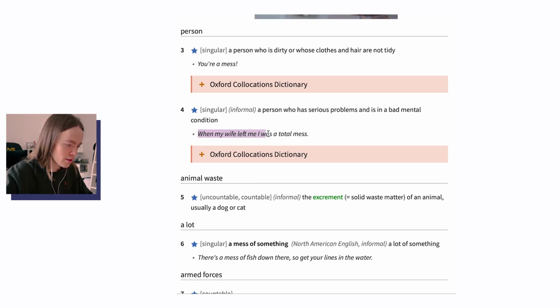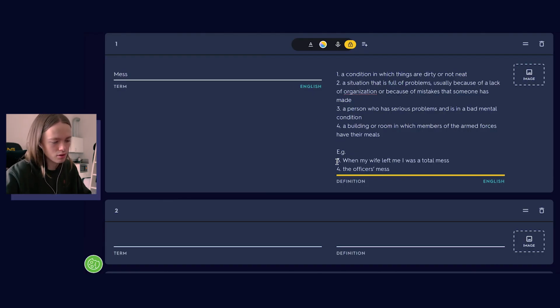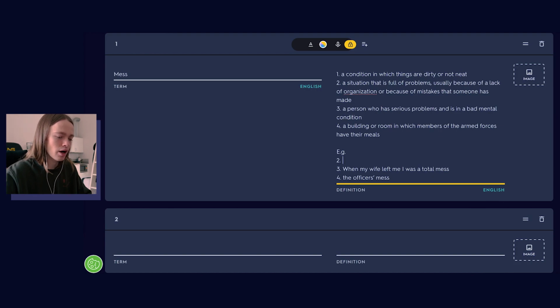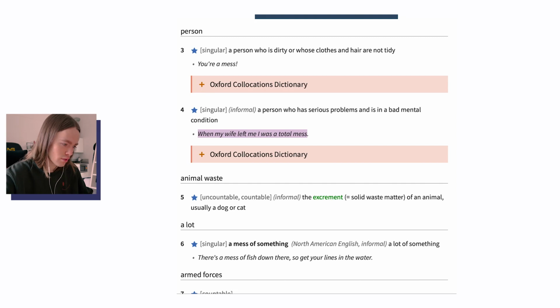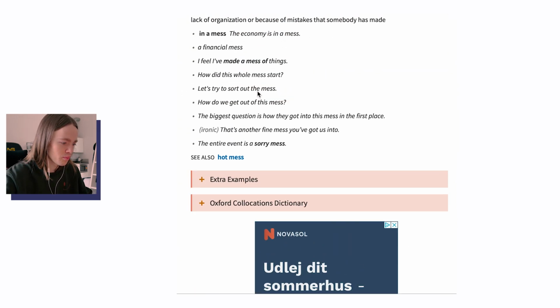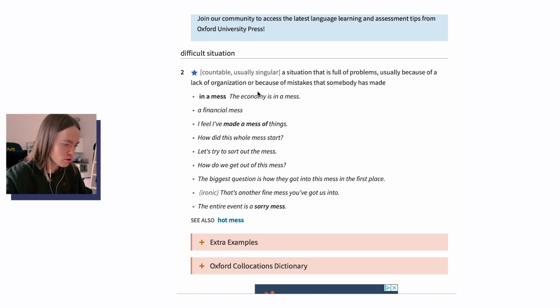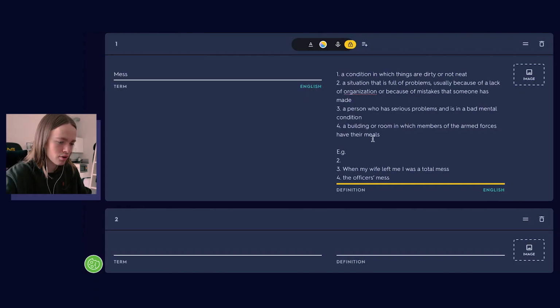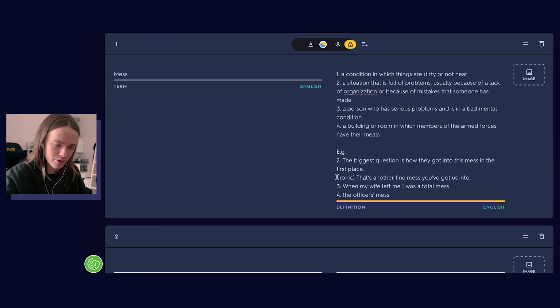Okay, when my wife left me, I was a total mess. Oh yeah, I can say so. I mean, I know I could guess the meaning of this word, but it's better to use it just because I will remember it better. So, speaking about a situation, the biggest question is how they got into this mess in the first place. Okay. And let's put also the next sentence just because it's ironic and I like to be ironic.